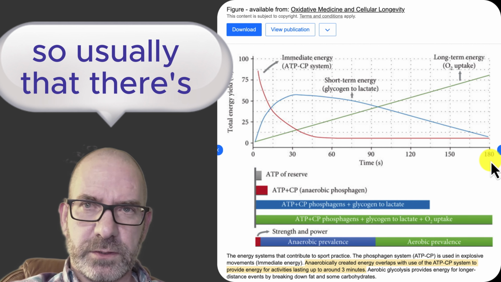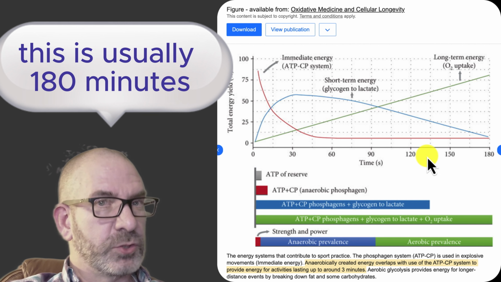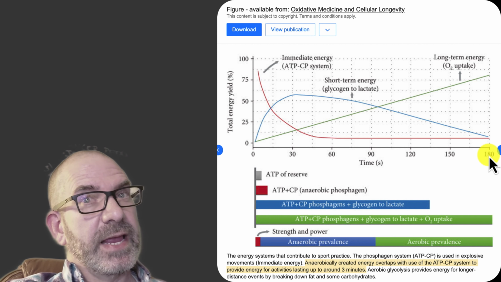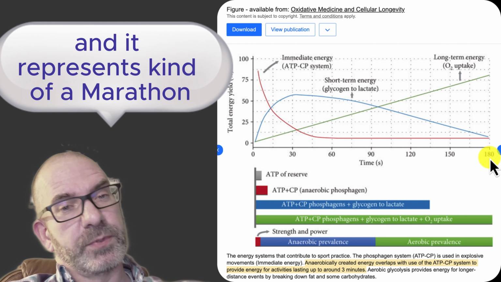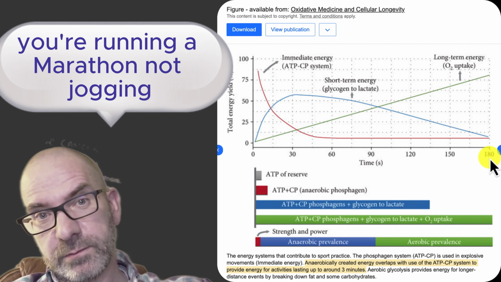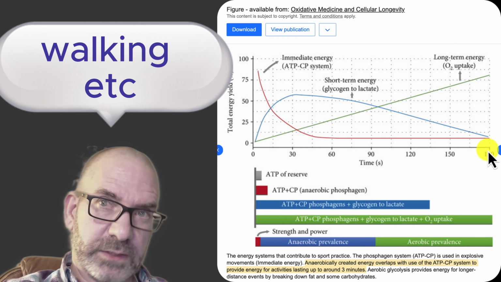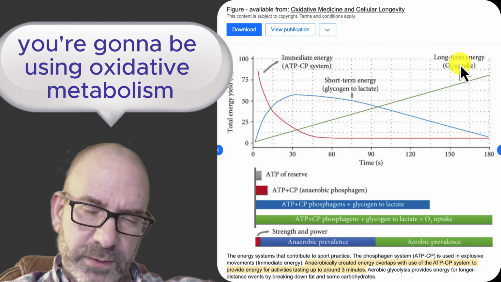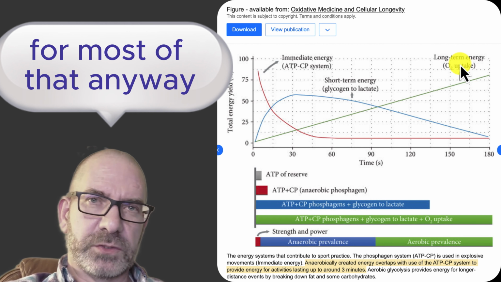So usually this is 180 minutes, and it represents a marathon. You're running a marathon, not jogging, walking, etc. But either way, you're going to be using oxidative metabolism for most of that anyway.